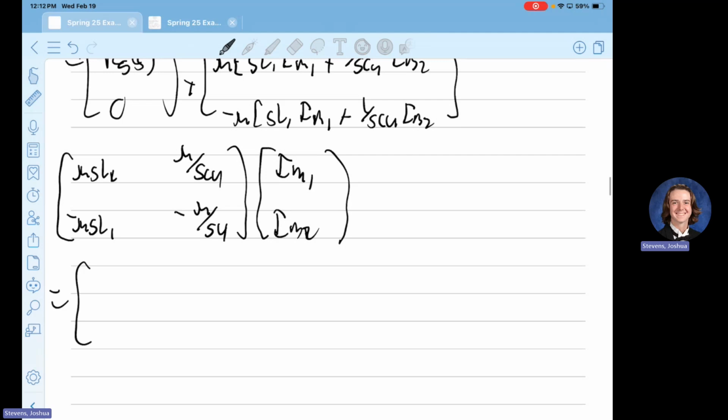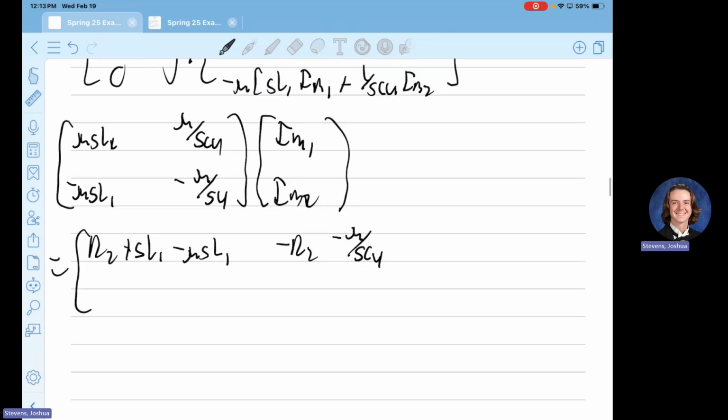All right, so when you subtract these together, you get R2 plus SL1 minus mu SL1. This then becomes a negative R2 minus mu over SC4. This then becomes R2 plus mu SL1. And this side becomes R2 plus R3 plus 1 over SC4 plus mu over SC4.